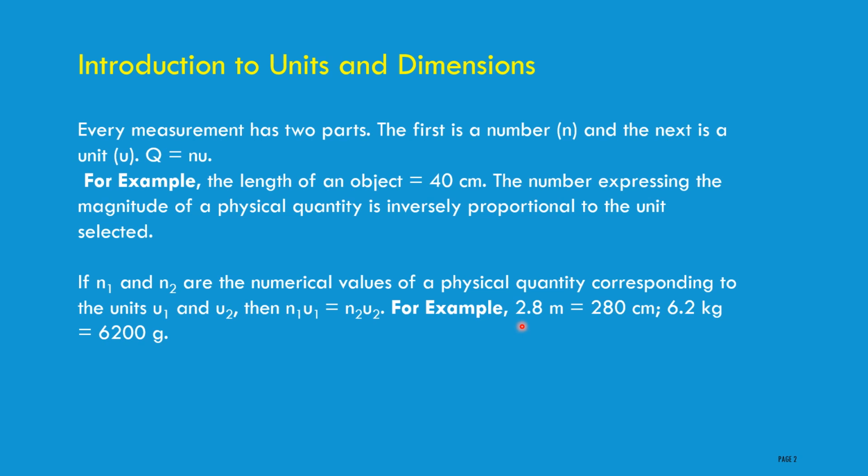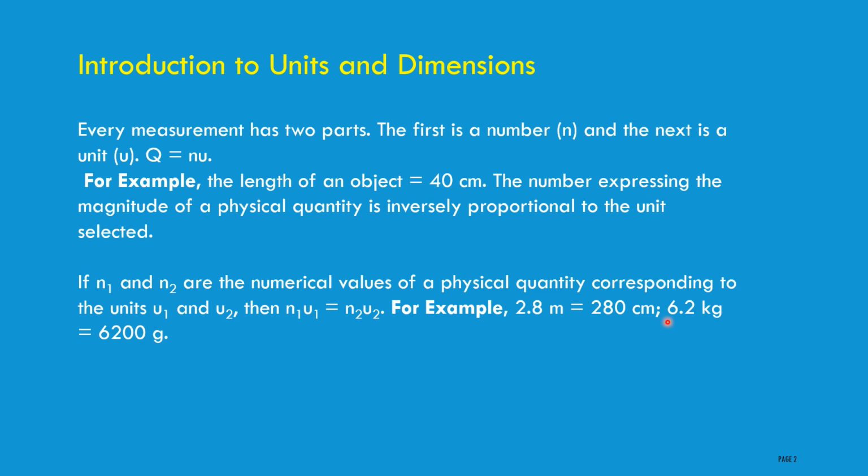If any quantity, say length, is 2.8 meter, you can express it in terms of centimeter also. Then here 2.8 represents a number, otherwise the number of times. It will be converted into 280. Then here meter will be converted into centimeter. But the product of these two, 2.8 meter and 280 centimeter, remains constant.